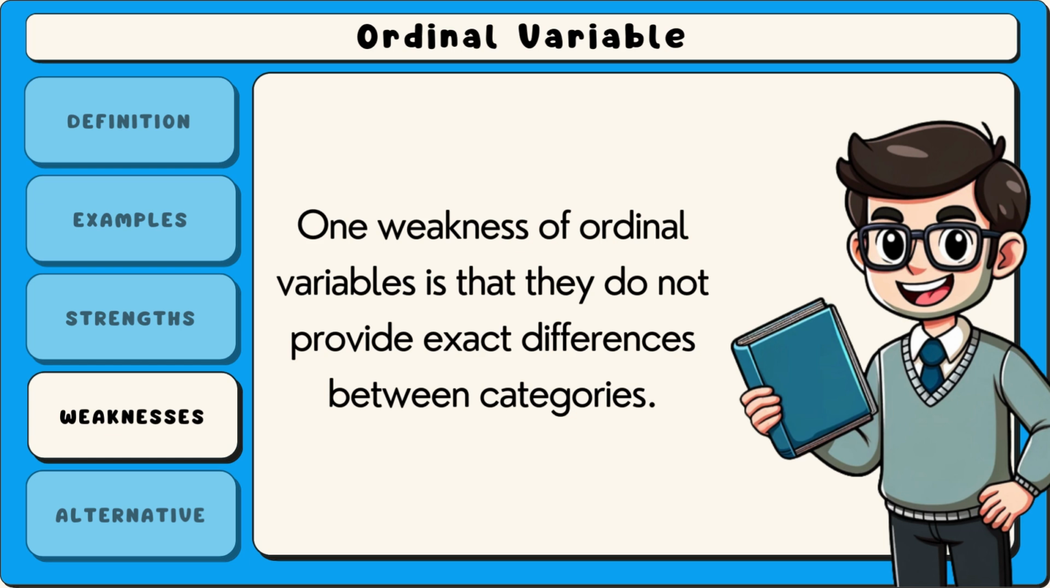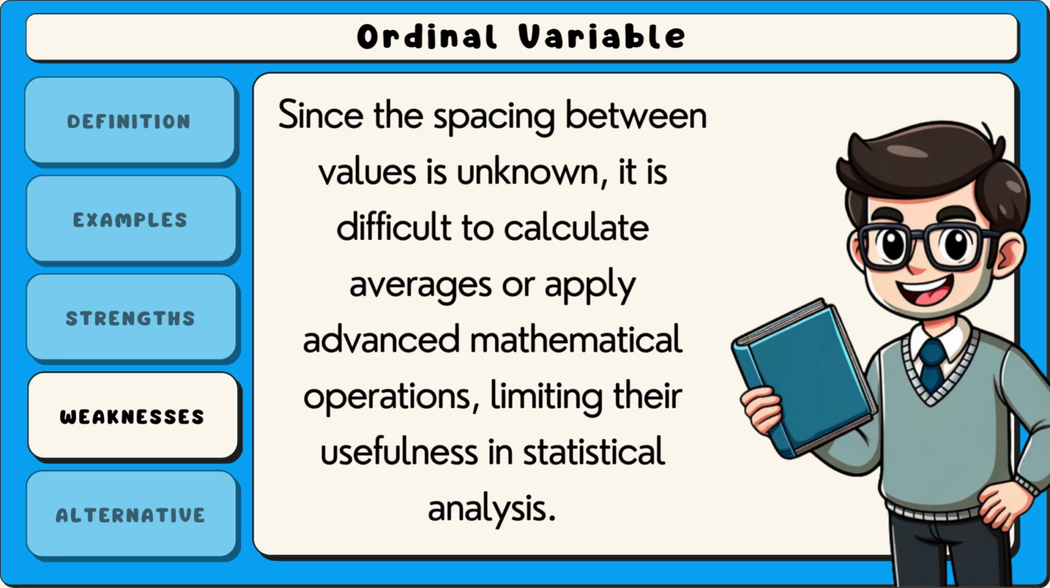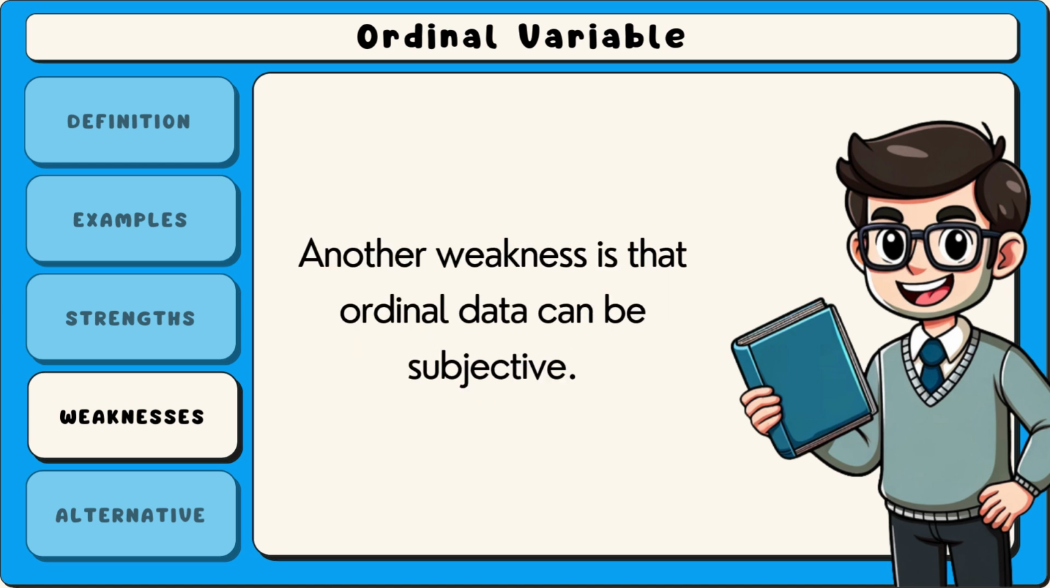One weakness of ordinal variables is that they do not provide exact differences between categories. Since the spacing between values is unknown, it is difficult to calculate averages or apply advanced mathematical operations, limiting their usefulness in statistical analysis. Another weakness is that ordinal data can be subjective.